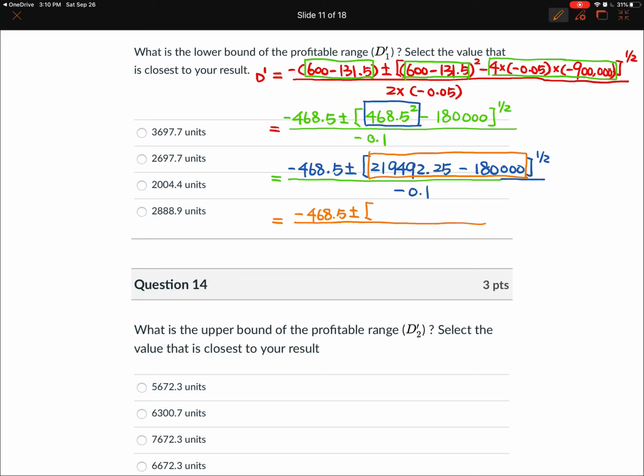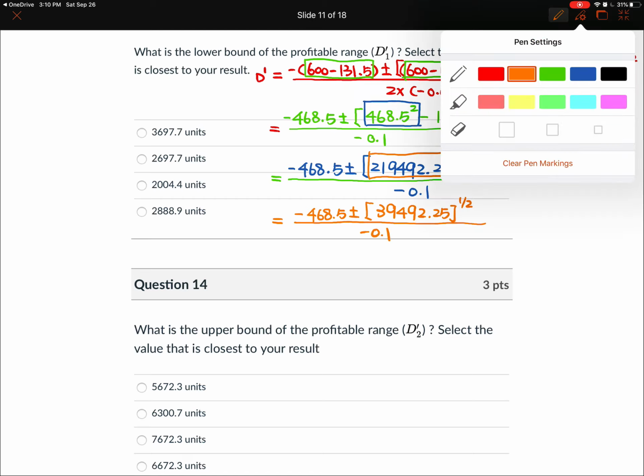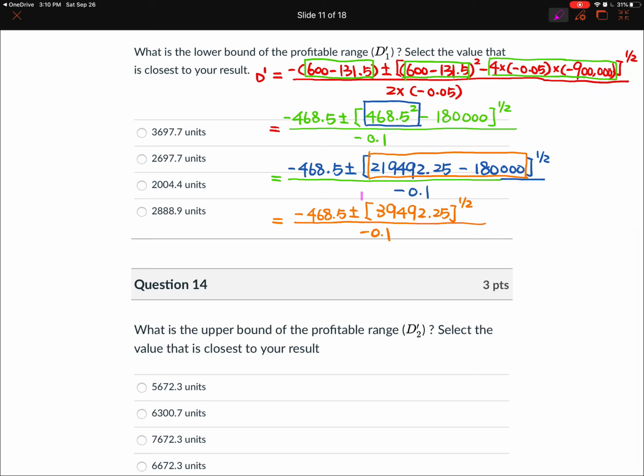Okay, now I have my calculator, and then we need to calculate what is 219492.25 minus 180000. Okay, so that is 39,492.25 to the power of a half. Okay, and then what you want to calculate is this. A second.